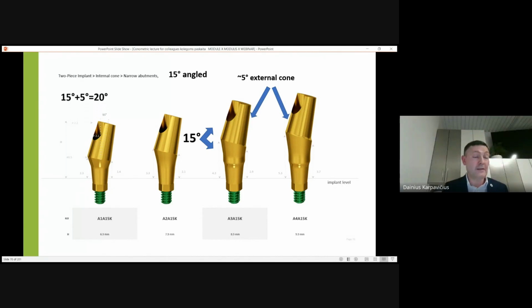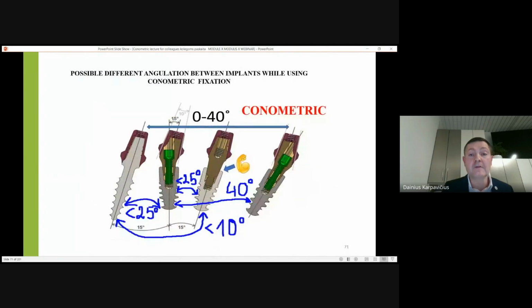And if we calculate, then 15 plus 5 of conometric, totally we have 20. So between straight abutment and one angulated abutment, we have 25 degrees of divergence possibility: 5 degrees of straight and 20 for our angulated, totally 25. If between two angulated, we have 15, 15, 5, 5, totally 40 degrees of angulation.